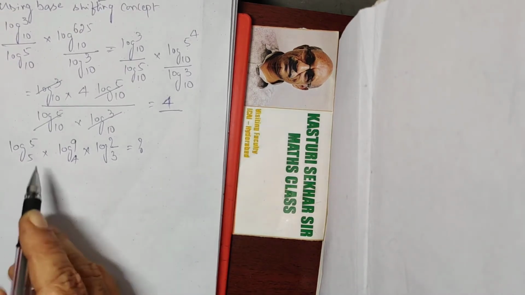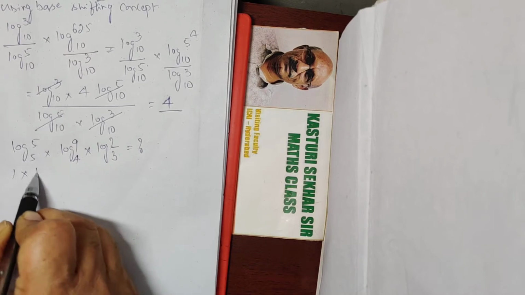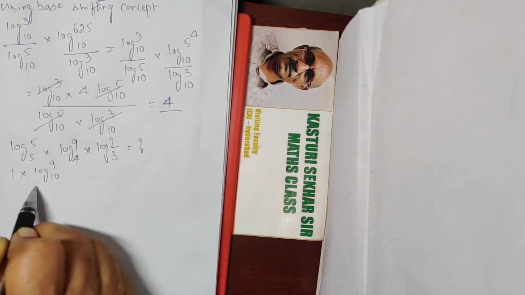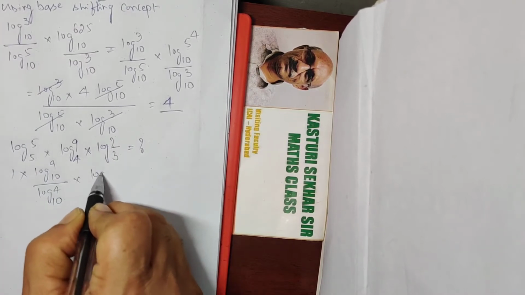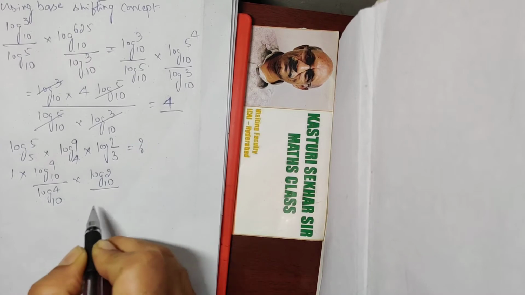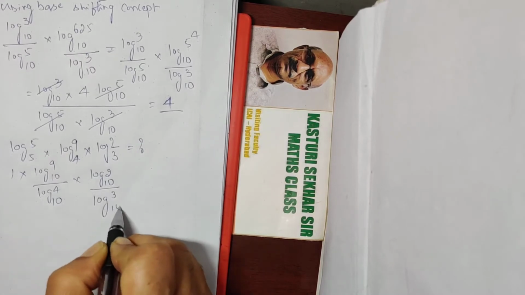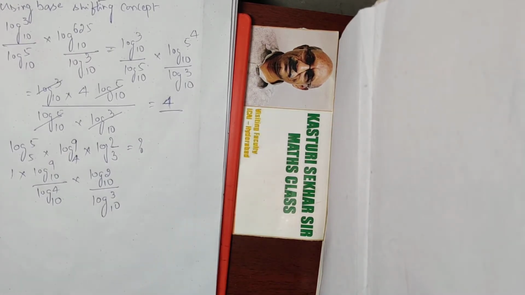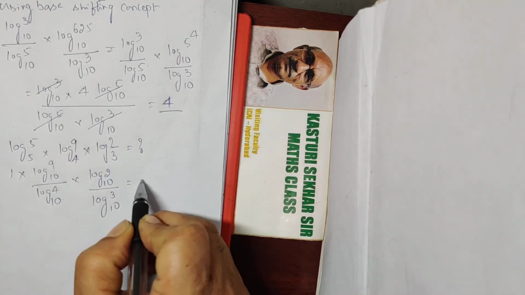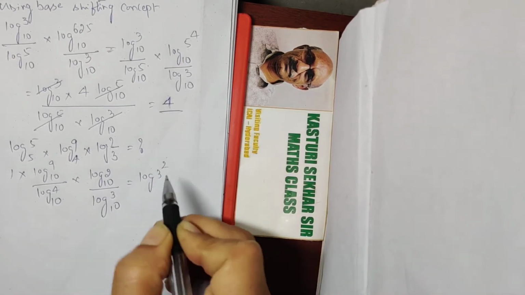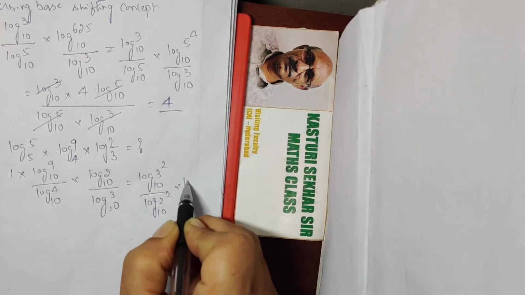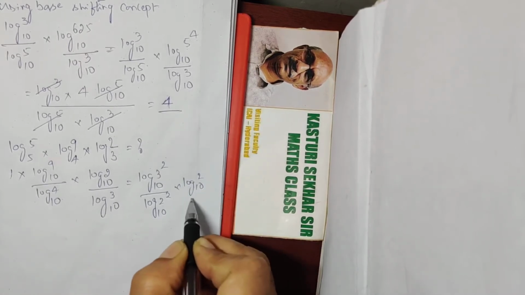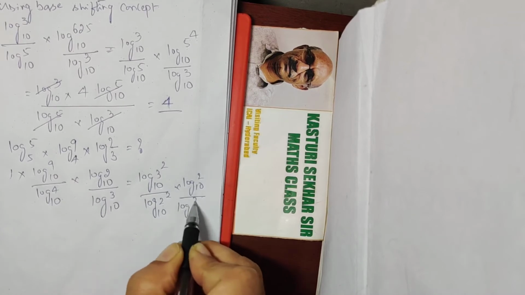Logarithm of any number having same base is 1. This can be written as log 9 to the base 10 divided by log 4 to the base 10 into log 2 to the base 10 divided by log 3 to the base 10. So log 9 can be written as log 3 square to the base 10, and log 4 can be written as log 2 square to the base 10.